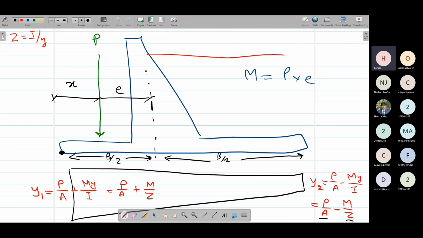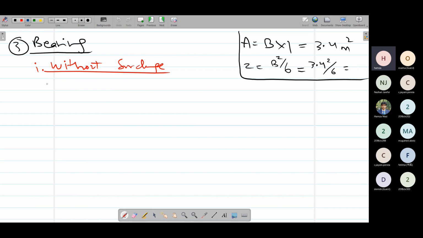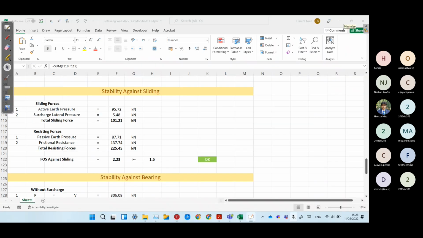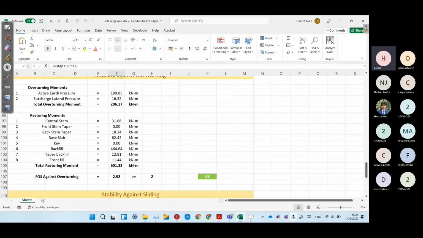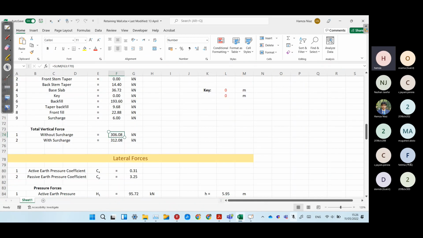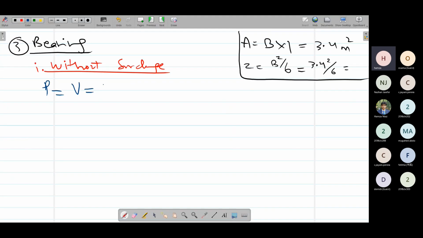Now we have to calculate this X value. Using this X value, we can calculate this E value. Using this E value, we can calculate this M value. And if we have calculated this M value, we can simply plug it into the Y1 and Y2 formula and calculate the bearing pressures. So we have P or V, it is the same thing without surcharge. Without surcharge, the vertical force is 306 kilonewtons, or whatever the value is. Now we determine this X.